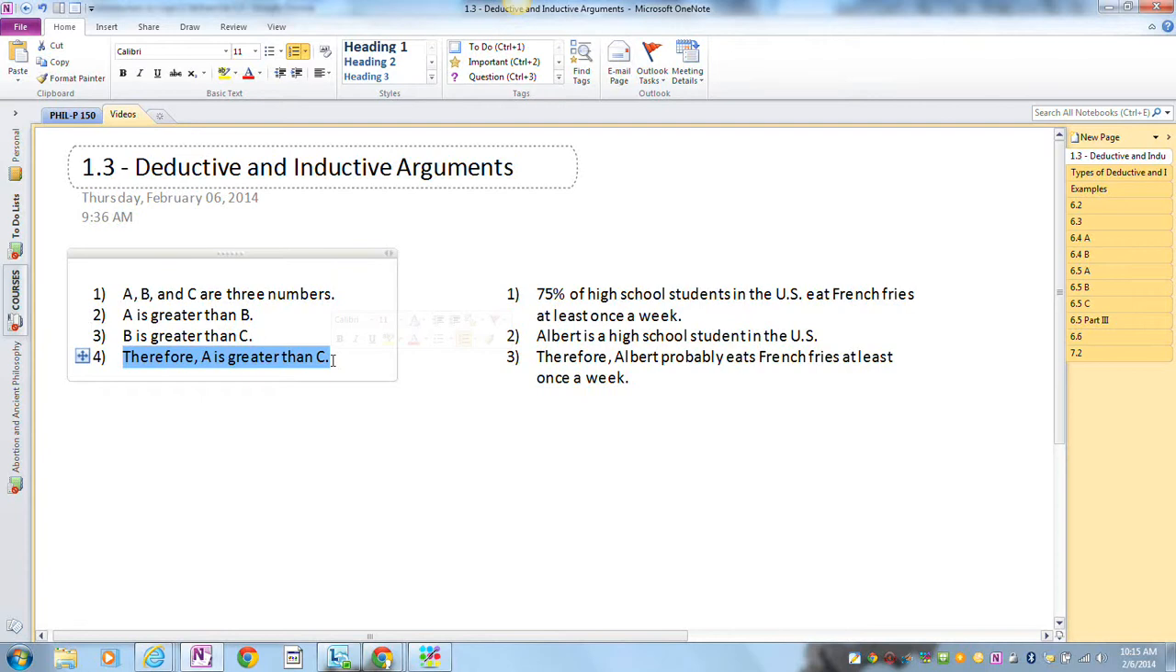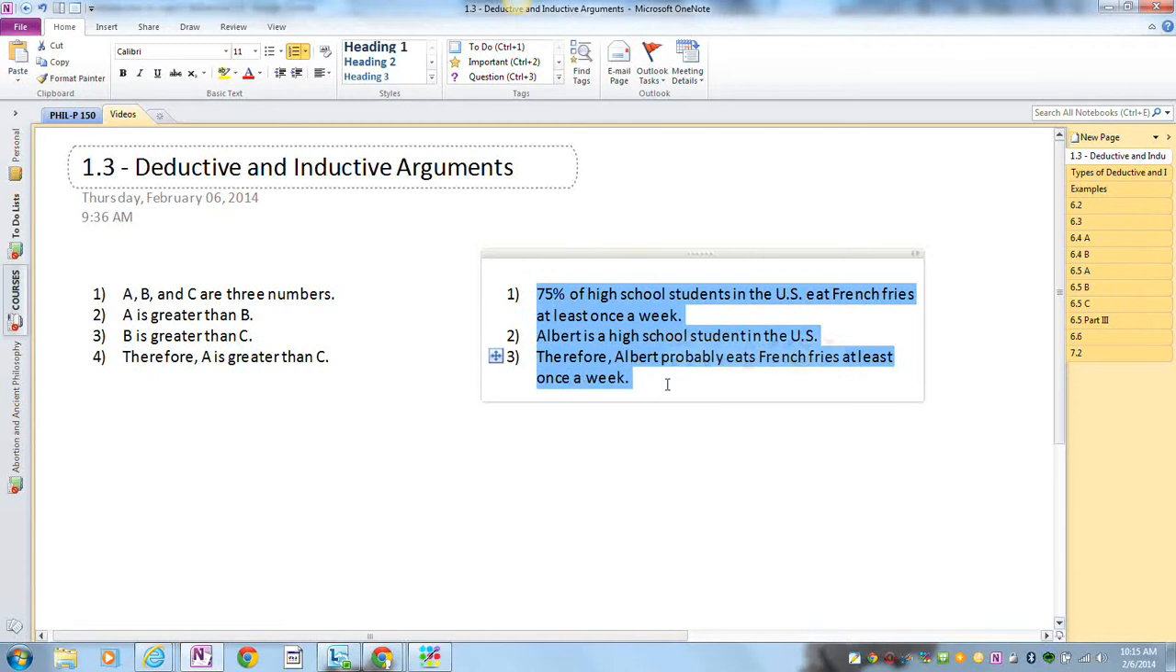So when you make an argument with the understanding that the conclusion follows necessarily from the premises, then you're making a deductive argument. Compare this with the other example here. If you know that 75% of high school students in the US eat French fries at least once a week, and Albert is a high school student in the US, it's probable that Albert eats French fries at least once a week. The information that you have in the premises warrants the conclusion that probably this particular person has French fries at least once a week.